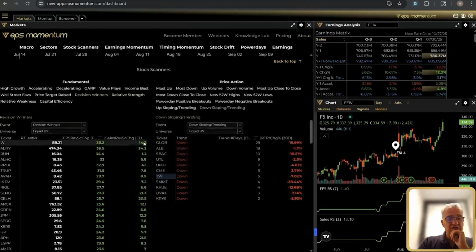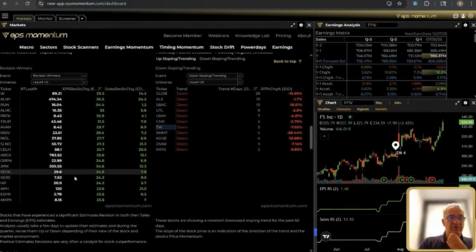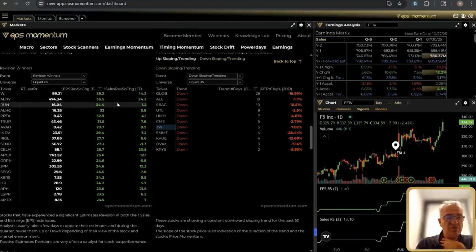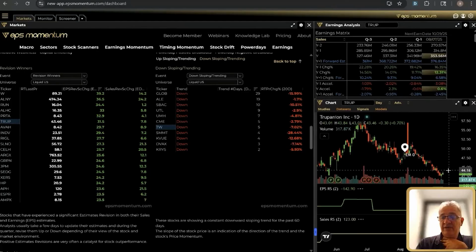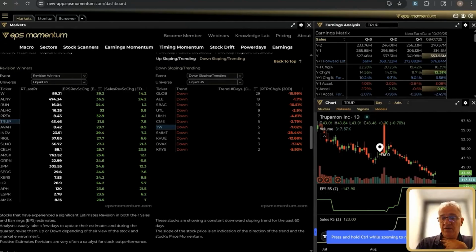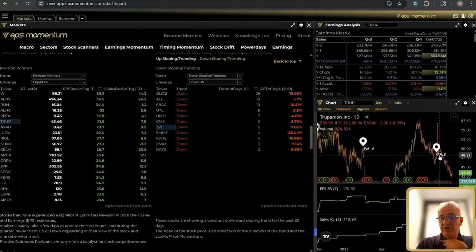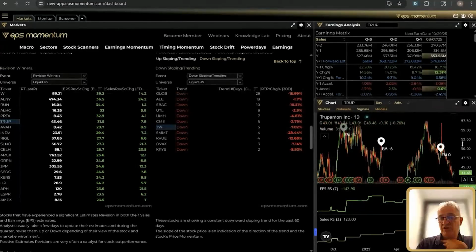Revision winners. This is taking both revision score, earnings per share, and sales, and really filtering on those two, filtering for the best revision score estimate. So we've seen some of the names, but with positive estimates revision for sales and earnings per share. Sometimes the price doesn't follow suit, as you can see here, but the revision is pushed up definitely.